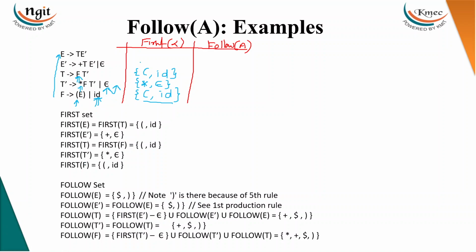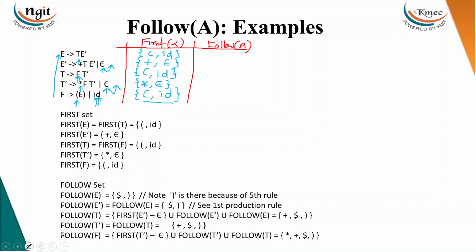Same way, let me go with the E dash. What you are going to have here: the first symbol is plus, take it, so don't go to the other symbols. And what is the first symbol here? Epsilon. Then go to the next symbol. As there is no symbol, you take epsilon. Same way, consider the first symbol here, non-terminal T. So first of T, we have already found it: open parenthesis, comma, id. So this is how you have to find the first of a grammar.